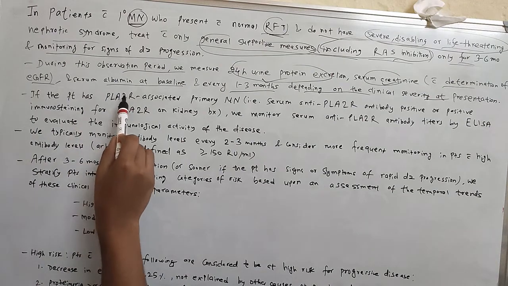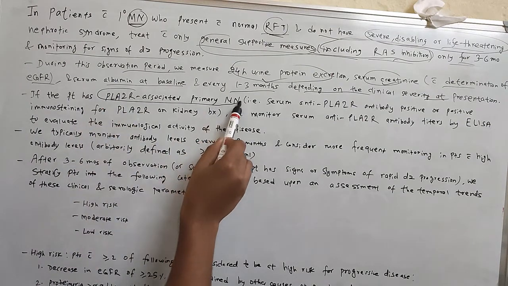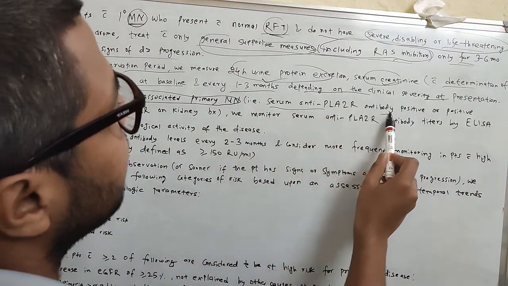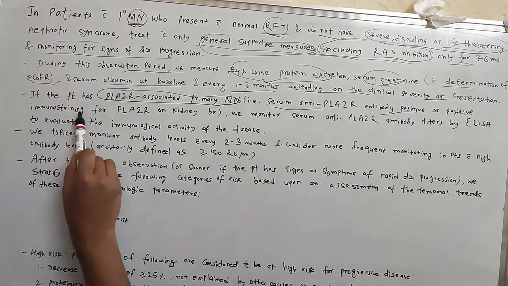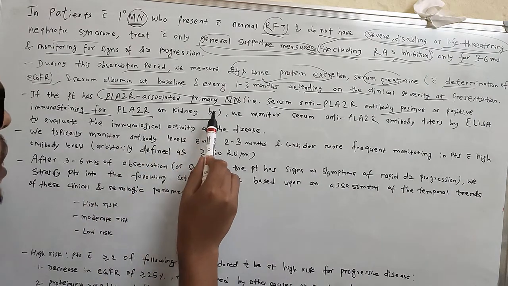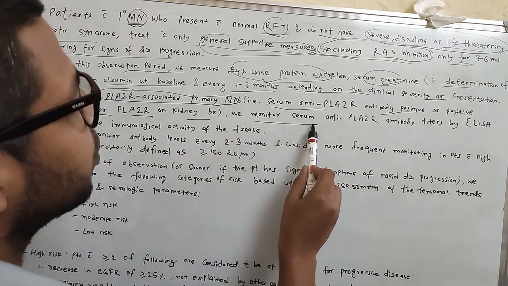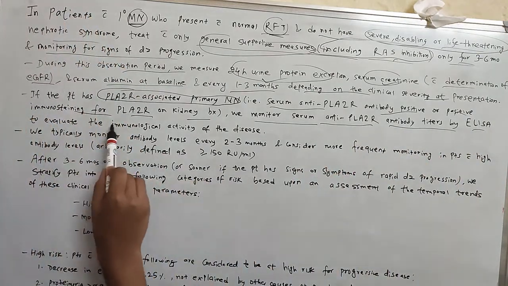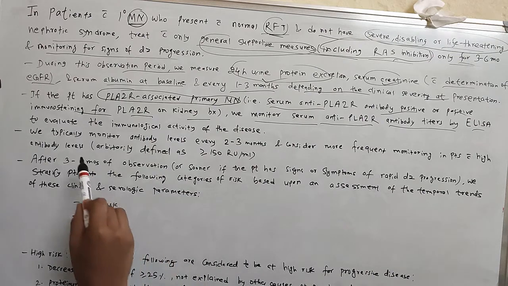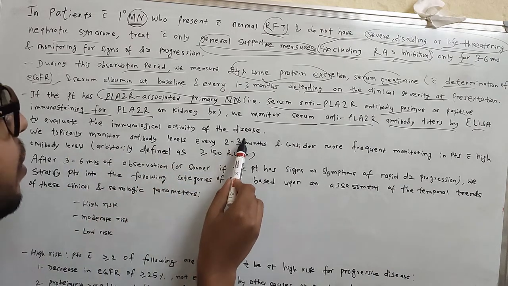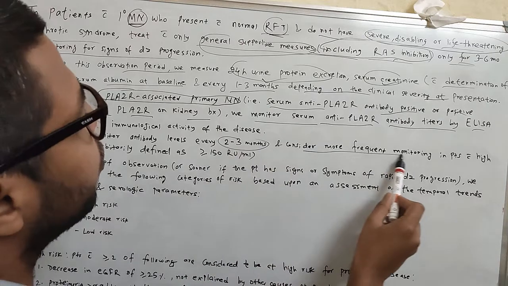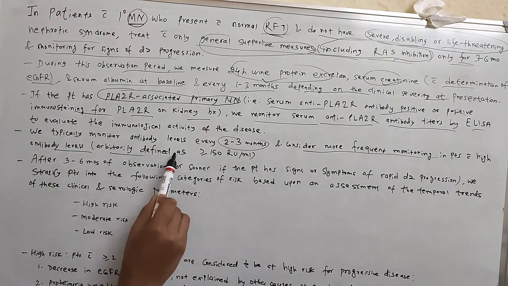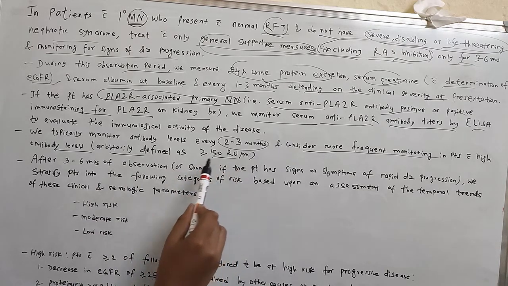If the patient has PLA2 receptor primary membranous nephropathy, that is, serum anti-PLA2 receptor antibody positive or positive immunostaining for PLA2 receptor on kidney biopsy, we monitor those patients with serum anti-PLA2 receptor antibody titers by ELISA to evaluate the immunological activity of the disease. We typically monitor antibody levels every 2 to 3 months and consider more frequent monitoring in patients with high antibody levels, arbitrarily defined as greater than 150 units per ml.